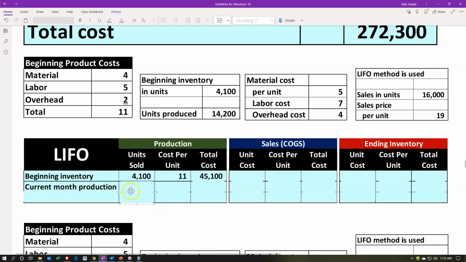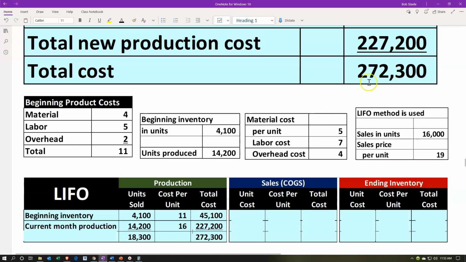We then have the current month production, where we produced another 14,200, and the cost for those items is the 7, the 5, and the 4, or 16. Multiplying out the 14,200 times the 16 gives us the 227,200. So if we then add this up, we've got the 18,300 units available to sell for the time period, and the total dollar amount being the 272,300, tying out to the 272,300 we came to up here.